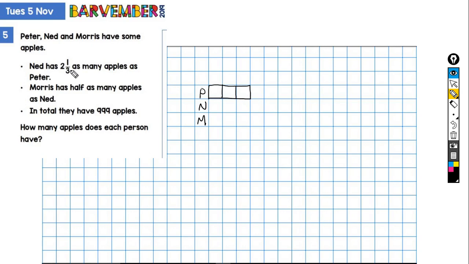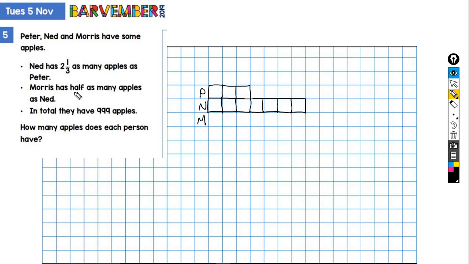All right, now what do we know? Ned has 2 1/3 as many apples as Peter, so Ned is going to have 1 times as many, 2 times as many, plus 1/3. Okay, that's nice. So this is what Ned has.